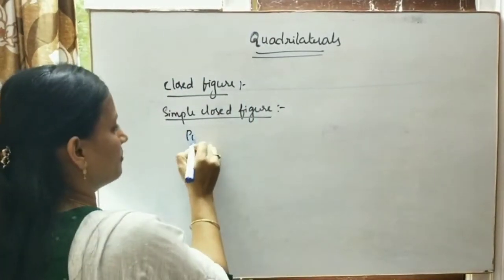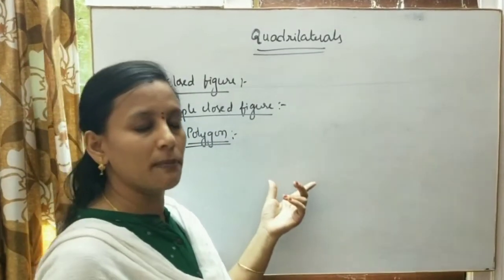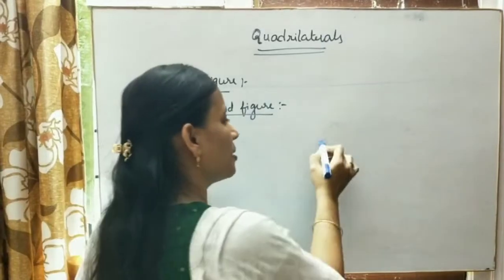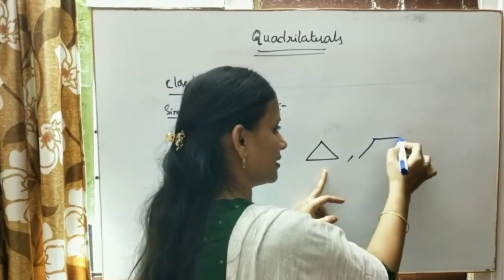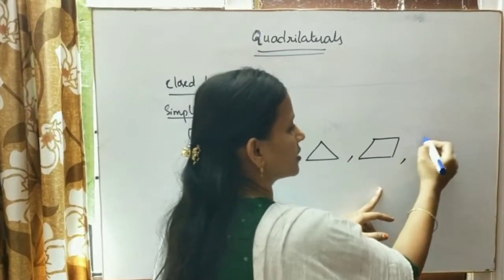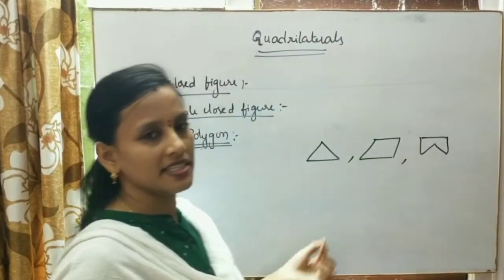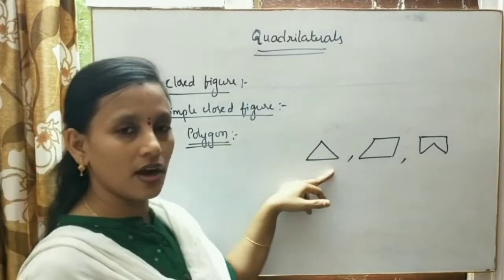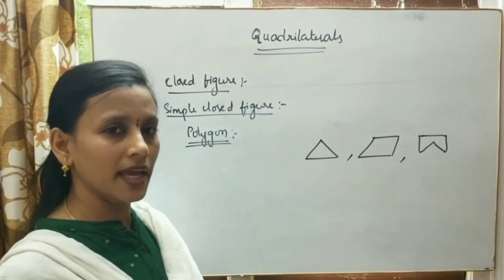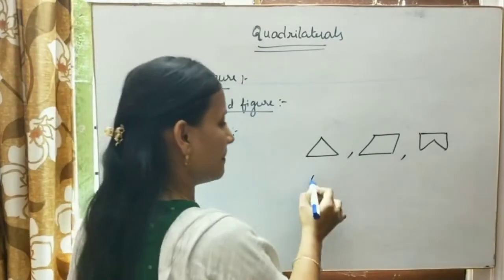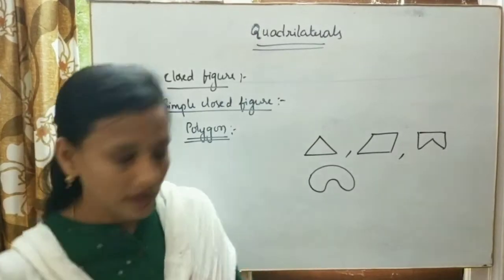Next, polygon. What is polygon? A polygon means a simple closed plane figure bounded by line segments. This is a simple closure figure and bounded by line segments. These are polygons. Here all polygons are simple closure figures, but all simple closed figures need not be polygons. These all are simple closure figures, but it is only a simple closure figure. It is not a polygon.